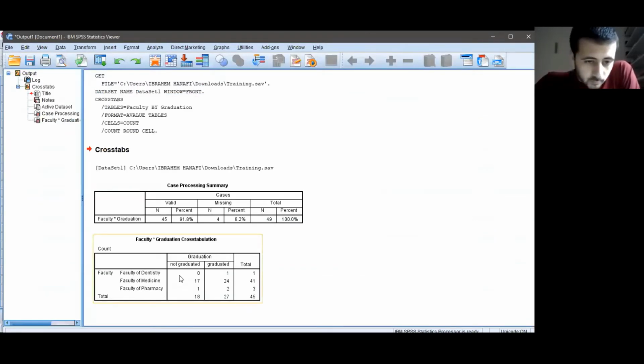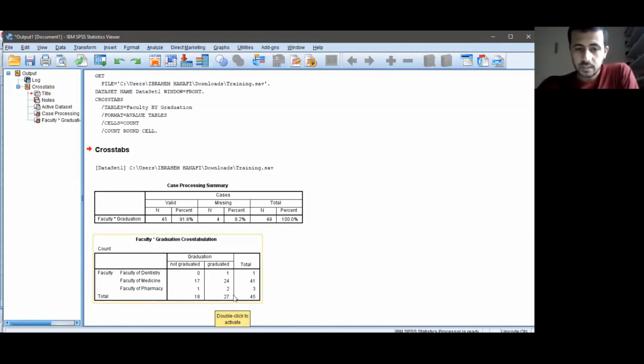What do I have in here? It's not a 2 by 2 table, because for faculty I have 3 options, but it's a 2 by 3 table. We have here the totals. We have here the totals for the rows. Here the totals for the columns.